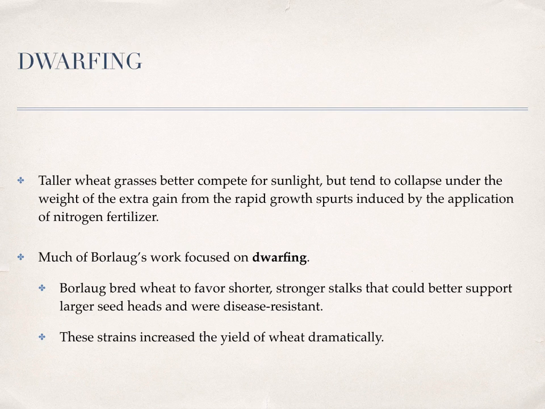So Borlaug focused his attention on dwarfing. What he did was he bred a special kind of wheat that had a shorter and stronger stalk. And that shorter, stronger stalk would support a larger seed head, more grains of wheat on the top. It wouldn't collapse into the field. It was closer to the ground. And this variety of wheat was also more disease resistant. These strains of wheat increased the yield of wheat dramatically.